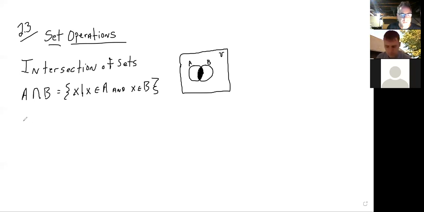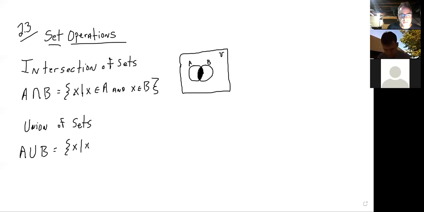Next operation: union of sets. So let's say we have a set A and a set B. We note this with a capital U turned upright, not upside down, and it's read A union B. Now here, we're going to want all elements X such that X is an element of A, keyword or, X is an element of B. So when you hear the word and, you know you're talking intersection. When you hear the word or, you know you're talking union.